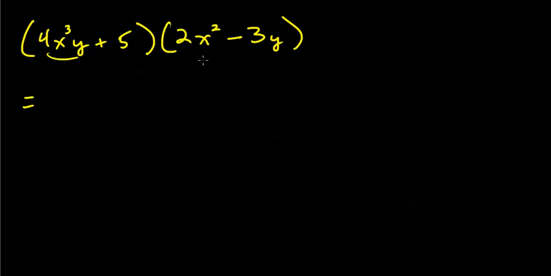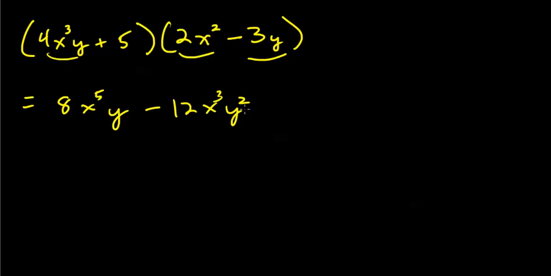Alright, so let's talk about the first product. That'll be 8x to the fifth y. What about the outer product? That'll give me a minus 12x cubed y squared. How about the inner product? That'll give me a plus 10x squared. And then the last product will give me a minus 15y.